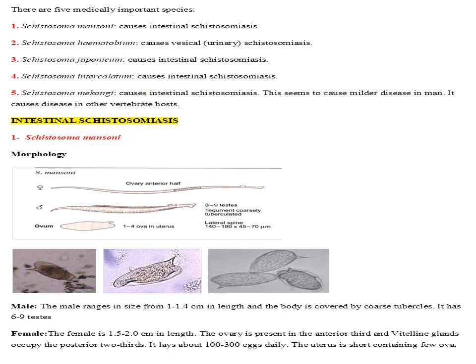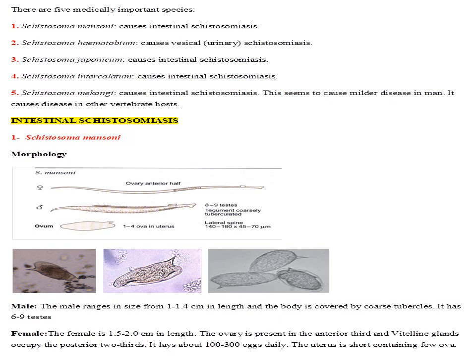Now, intestinal schistosomiasis, first species here, Schistosoma mansoni. About its morphological features, we can see in this figure beneath the long female, with the ovary situated in the anterior half of the body, and beneath it the male having 8 to 9 testes, the tegument coarsely tuberculated, and the egg equipped with a large lateral spine. Beneath we can see the egg from several references, with the large lateral spine.